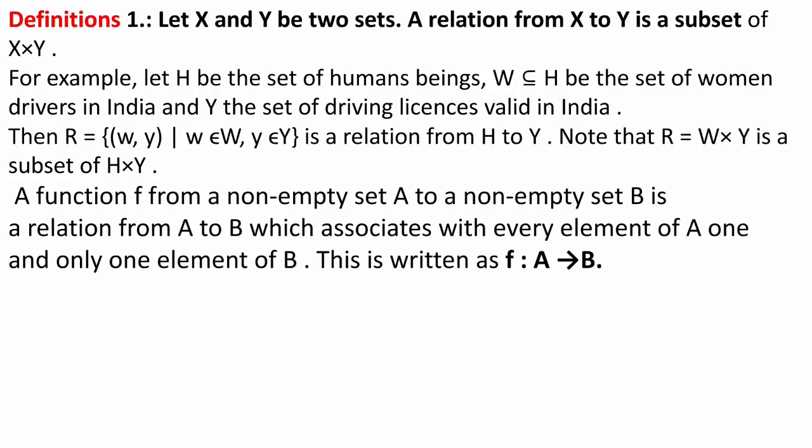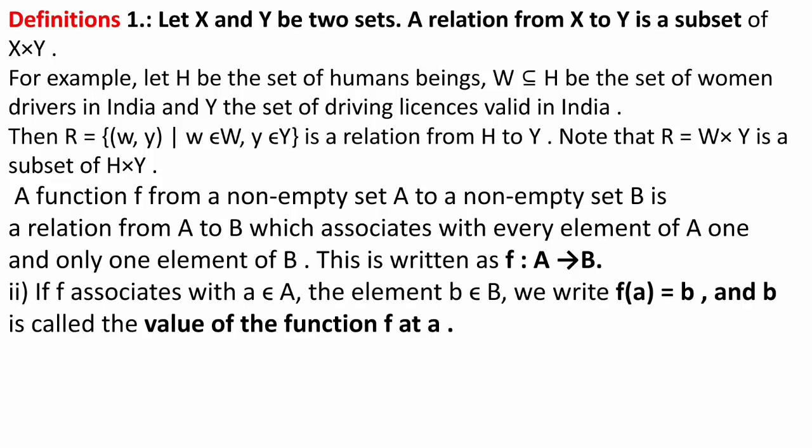A function f from a non-empty set A to a non-empty set B is a relation from A to B which associates with every element of A one and only one element of B. A function is a relation from non-empty set A to non-empty set B, such that every element of A is associated with one and only one element of B. This can be written as f from A to B.